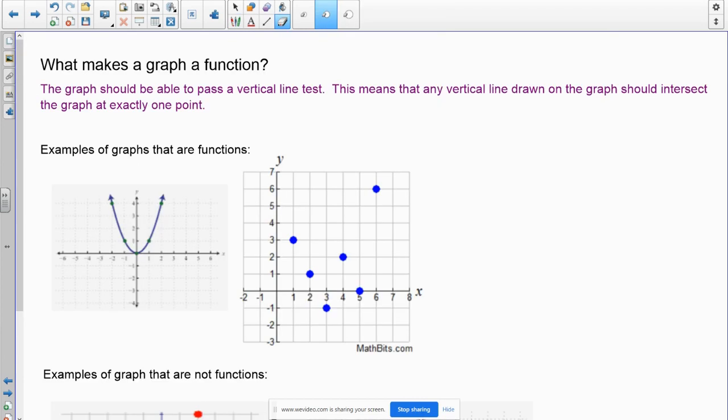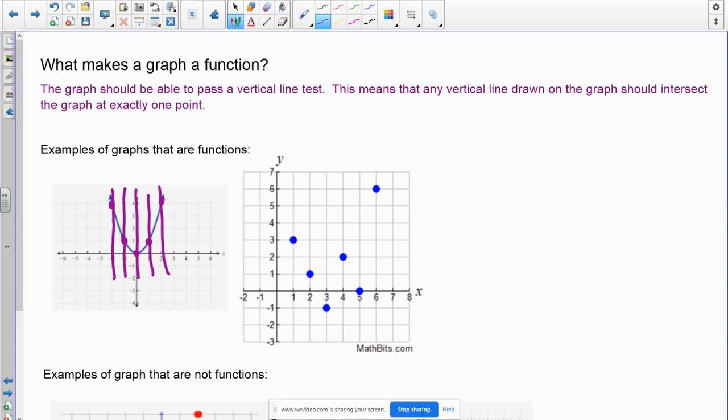So what makes a graph a function? Well, the graph should pass what we know as the vertical line test, which means that any vertical line drawn on the graph should intersect the graph at exactly one point. So draw my vertical line. Notice the graph only intersects at that point of negative 2 and 4. Draw a vertical line here, it only intersects once. So this first one is an example of a function because every time I drew a vertical line, the graph only crossed once. Again, that's known as the vertical line test.